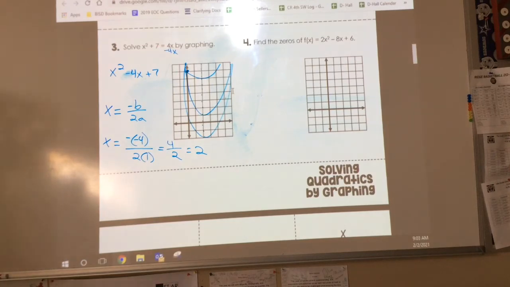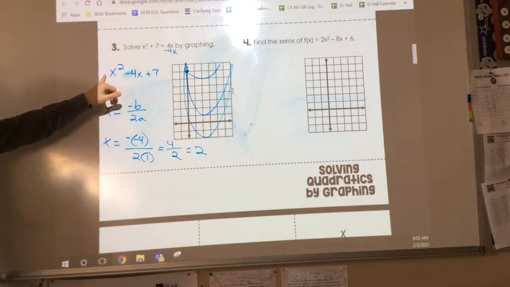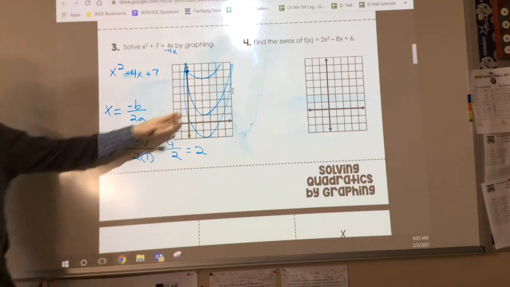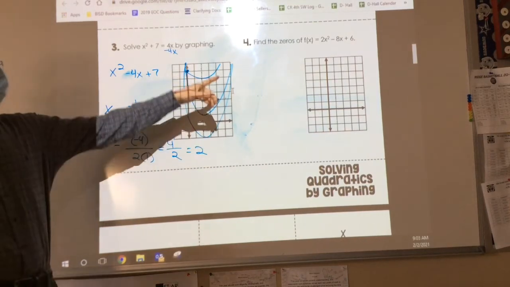Are we all good there? Questions, concerns, ideas, thoughts? We're all good? All right. Again, we know it opens up because my a value is positive. We use this formula found on your star chart, called the axis of symmetry, to figure out where that invisible line goes. Cool? All right, on this next one.